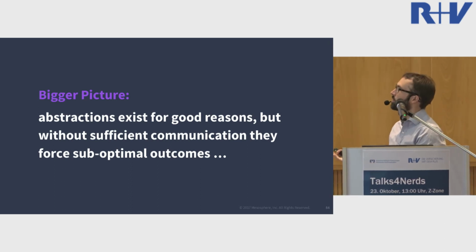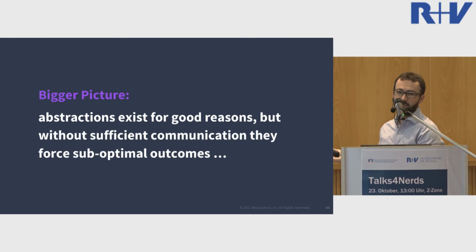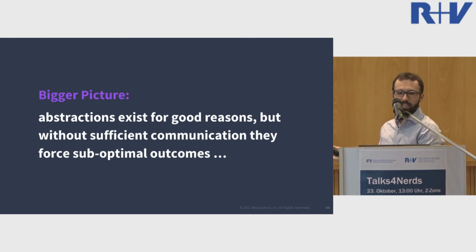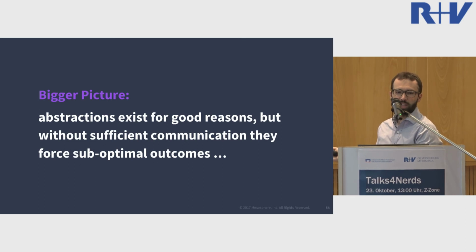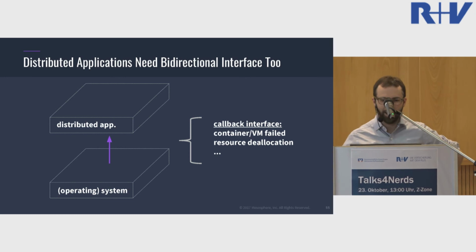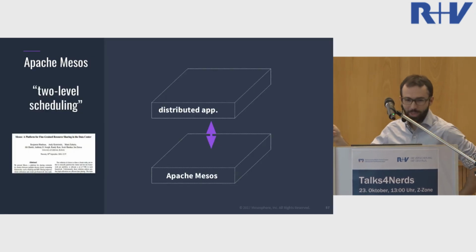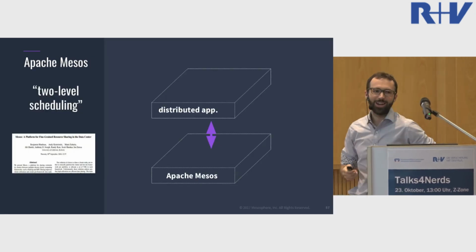I think you can replace the word abstractions with pretty much any word, and the sentence still makes sense. So the one I like to use is: management exists for good reason, but without sufficient communication, they force suboptimal outcomes. Right, so it's a good one. Okay, all right, that joke didn't land too well. All right, so we'll keep going.